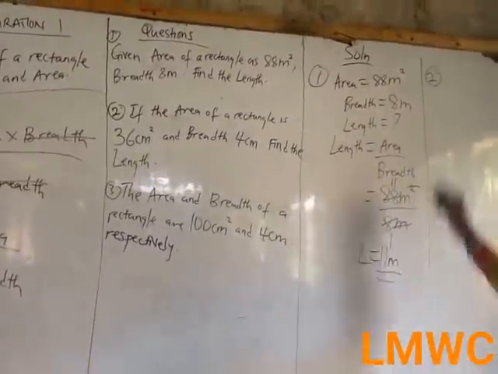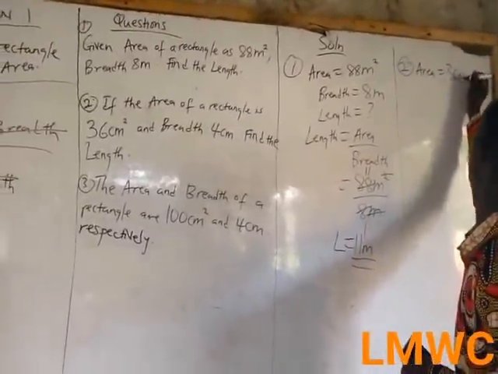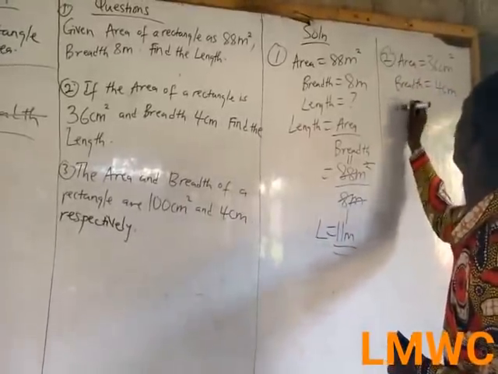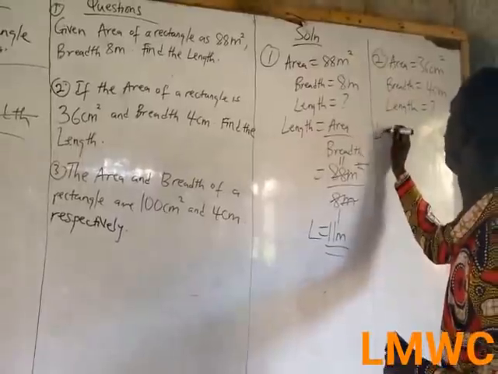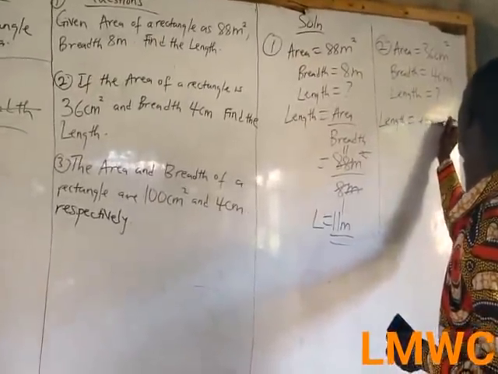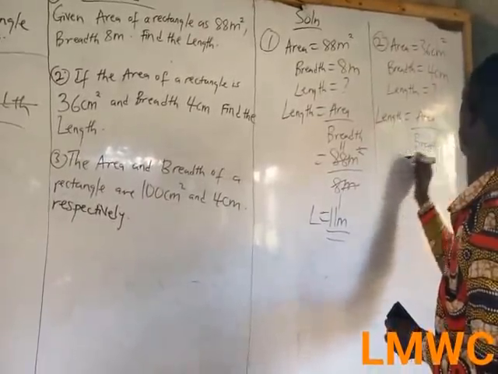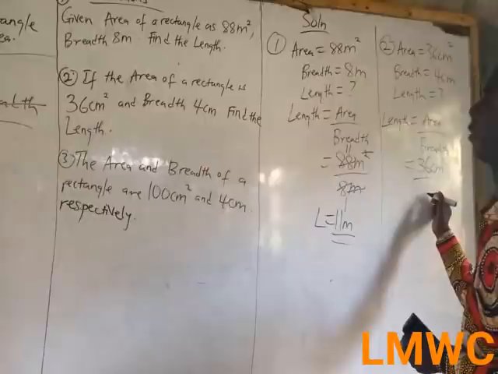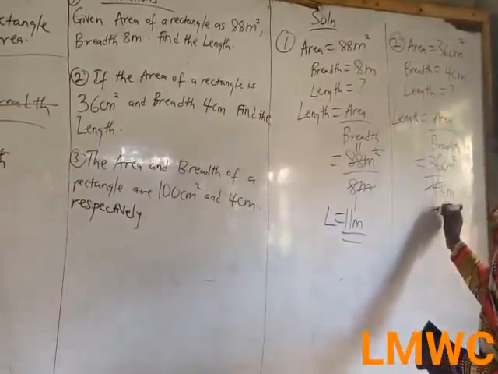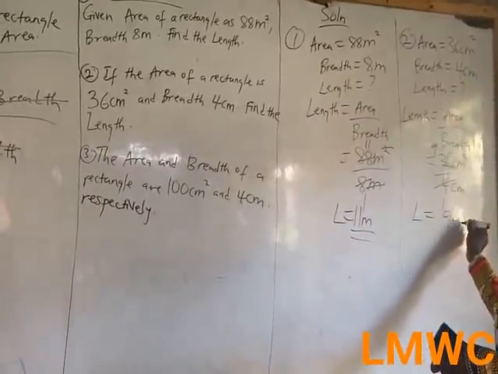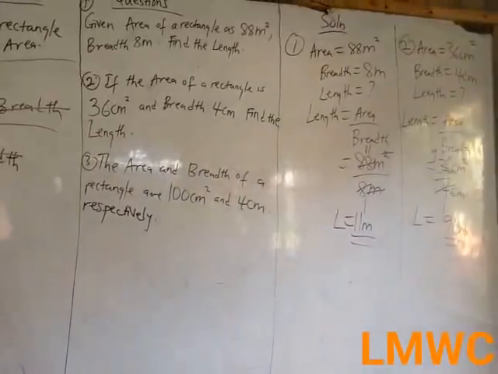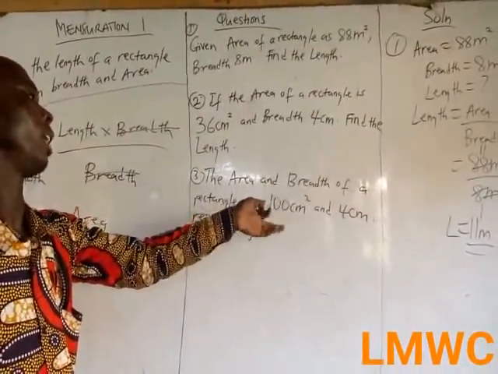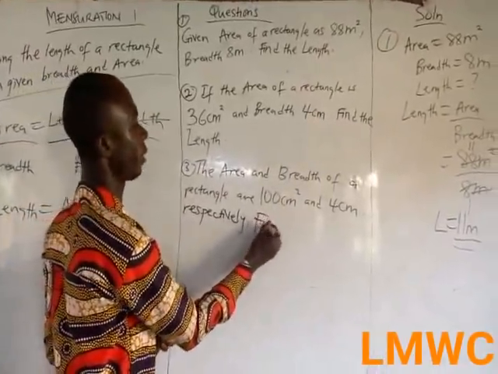Question 2, they have given you area. Area as 36 centimeters square. Breadth is 4 centimeters. But we don't know the length. And we know length as area over breadth. So area is equal to 36 centimeters square over breadth. Breadth is 4 centimeters. 4 goes here 1, 4 goes here 9. We have length as 9 centimeters. This will cancel this. Now the last question. The area and breadth of a rectangle are 100 centimeters square and 4 centimeters respectively. Find the length.